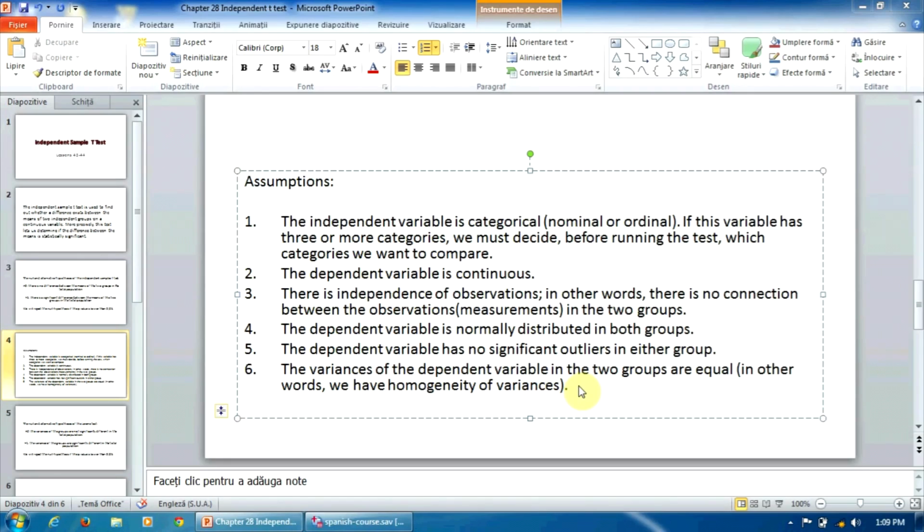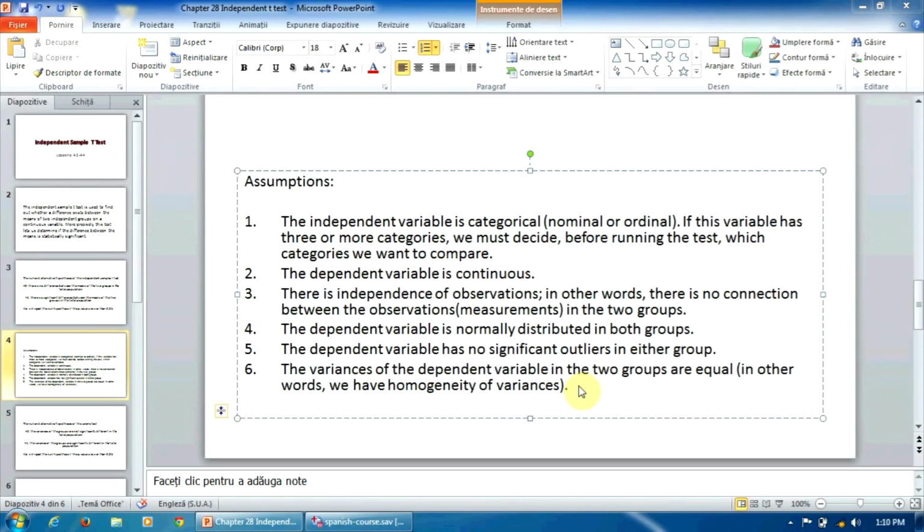Assumption number 4. The dependent variable is normally distributed in both groups. The dependent variable has no significant outliers in either group, and the variances of the dependent variable in the two groups are equal. In other words, we have homogeneity of variances. If the two groups have the same size, we are talking about a balanced design. If not, our research design is not balanced.